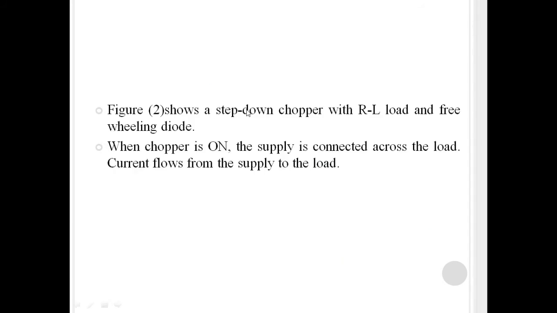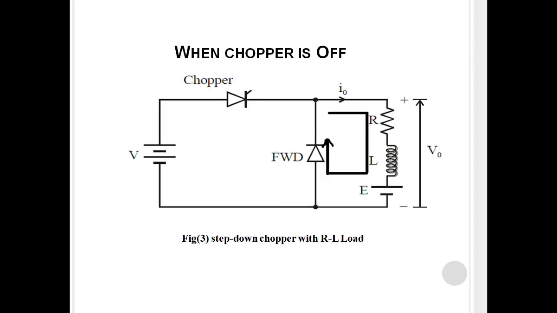Figure 2 shows a step down chopper with RL load and freewheeling diode. When the chopper is on, the supply is connected across the load and current flows from the supply to the load, and we get the output V output equal to the supply voltage. Okay. Next is the second mode, when the chopper is off.